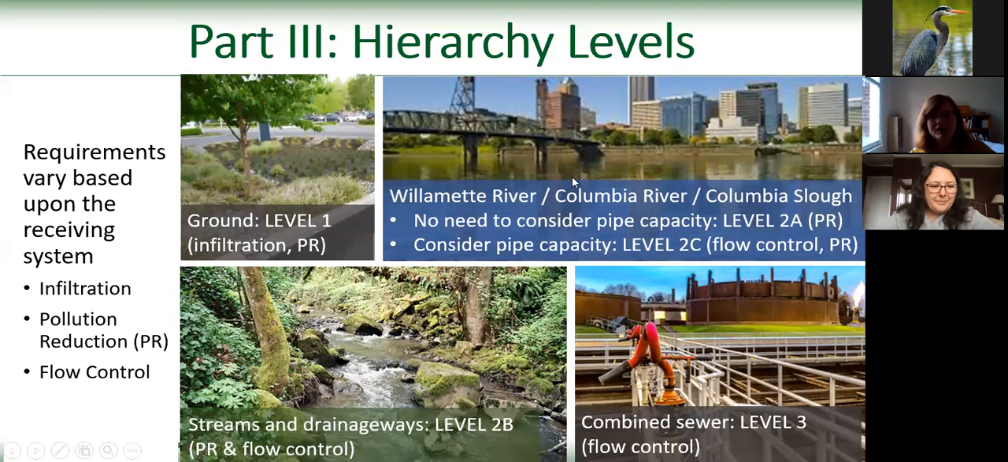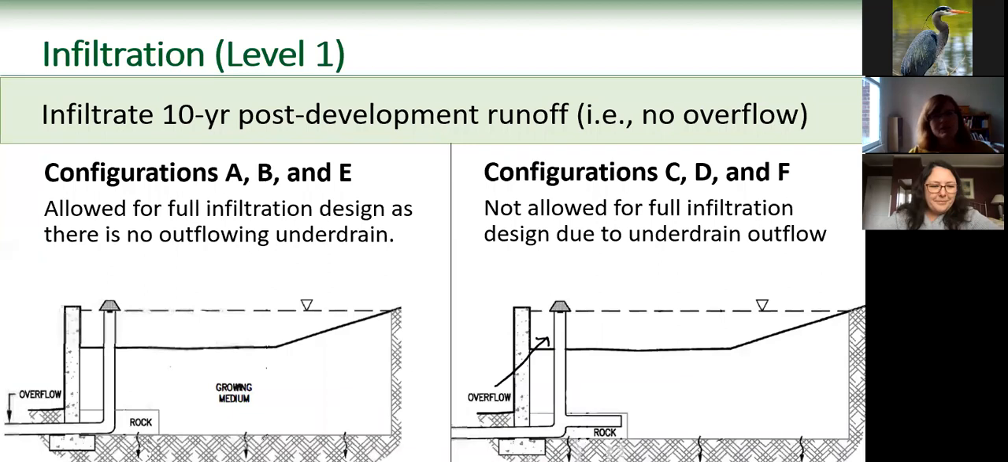Level 2A is where it's going into the Willamette River, Columbia River, or Columbia Slough. If you don't need to consider the pipe capacity, then you only need to look at pollution reduction for those facilities. But if you do need to consider the pipe capacity, then you need to look at flow control and pollution reduction, and that becomes level 2C. For streams and drainage ways, that's level 2B, and there you're looking at pollution reduction and flow control. And finally, if you're discharging to the combined sewer, you only have to look at flow control because the wastewater is going to the wastewater treatment plant, which will be providing the pollution reduction there. So I'll be stepping into each of these 3 main types: the infiltration, the pollution reduction, and the flow control.